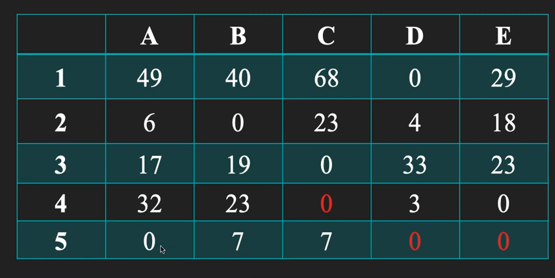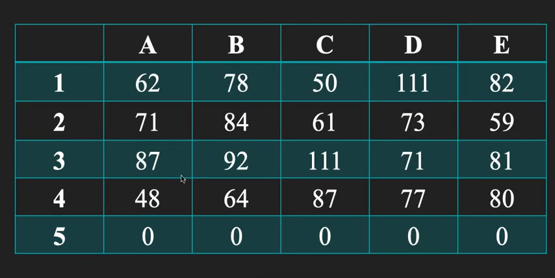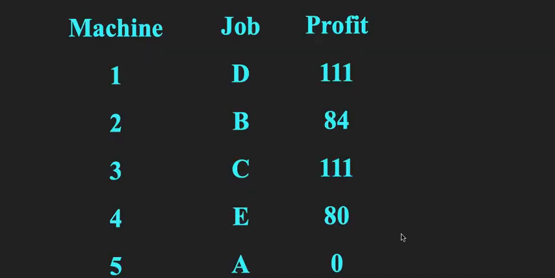So how are we going to find the profit? We are going to the first matrix. This is the matrix here that we have, right? When we talk of machine number 1, where was the assignment? The assignment was D, that is 111. When I talk about machine number 2, it was B, that is 84. When I talk about machine number 3, it was C, that is again 111. When I talk about machine number 4, it was job E, this one 80. When I talk about machine number 5, it was job A, and the profit is 0.